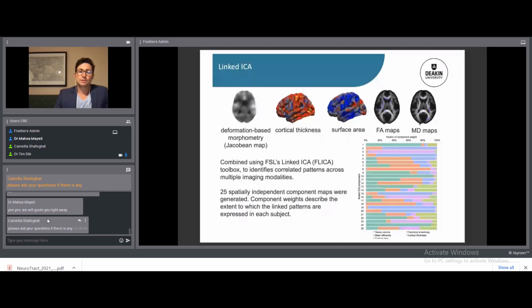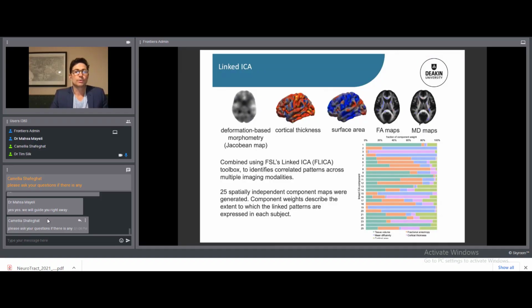So this is the approach that we took on our data. We had volumetric data as well as data on the cortical thickness and the surface area. And we also had diffusion metrics, which look at the white matter. So we had our FA maps, fractional anisotropy, as well as MD, mean diffusivity maps. So we took all this data from all of our subjects, and we put this into a linked ICA analysis.